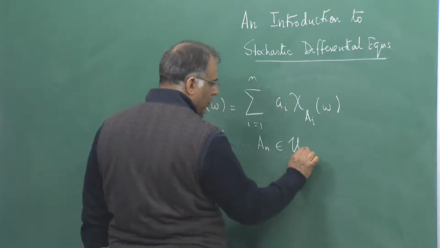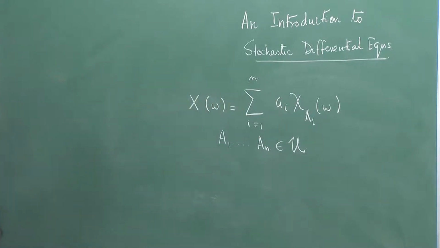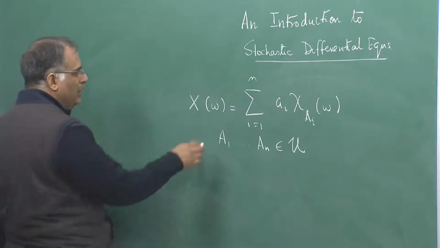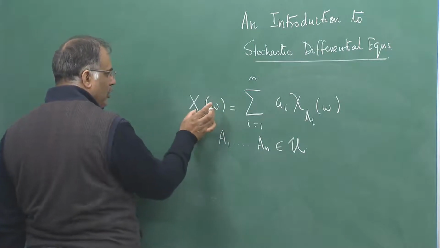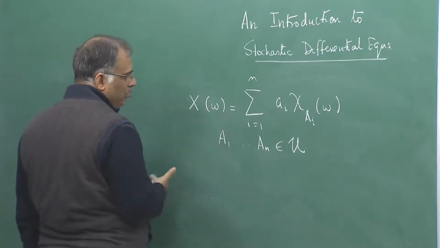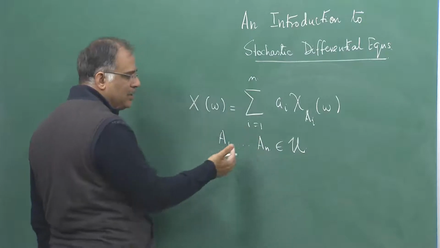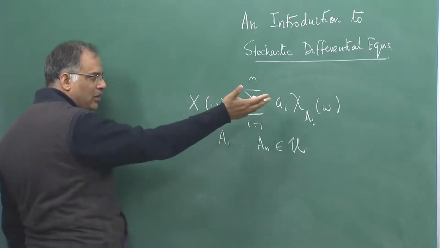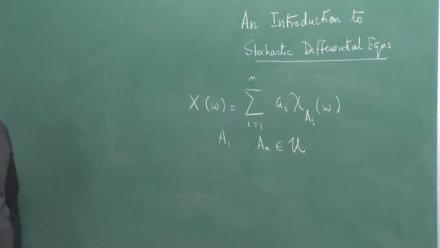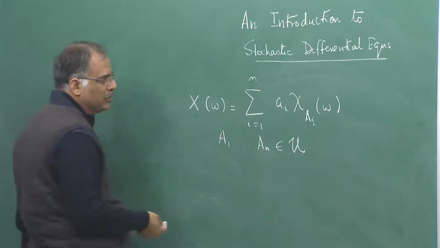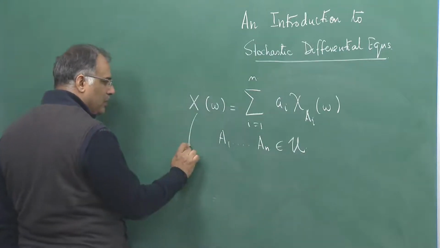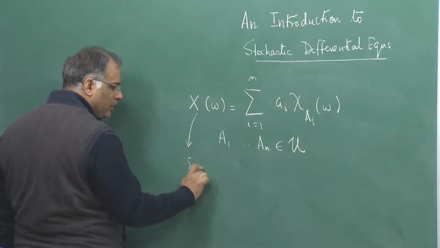Of course, it will completely make sense that this is actually only non-zero if you take the union of the Ai's and take omega from there, then it will always give you one of the Ai's, otherwise it will become 0. So, this sort of function, this sort of random variable, is sometimes called a simple function.